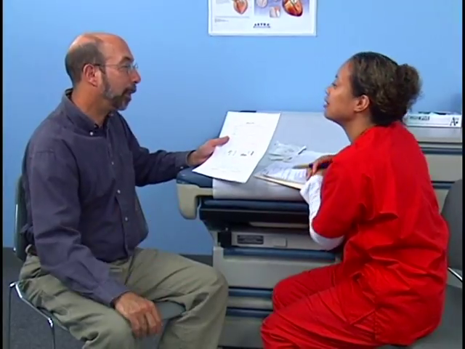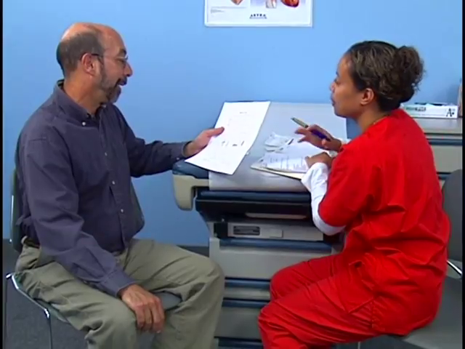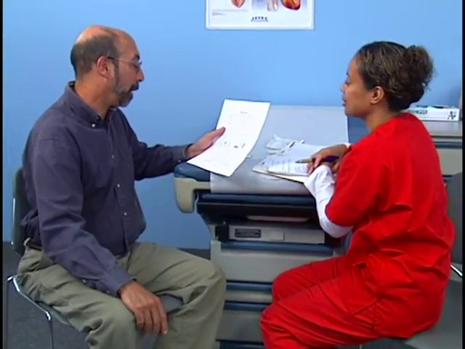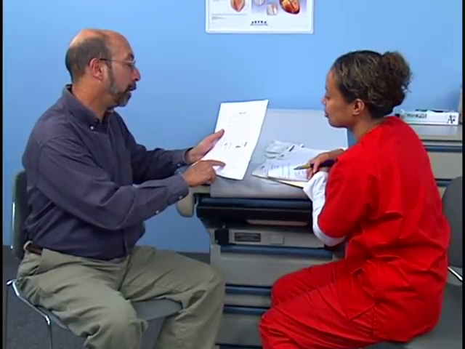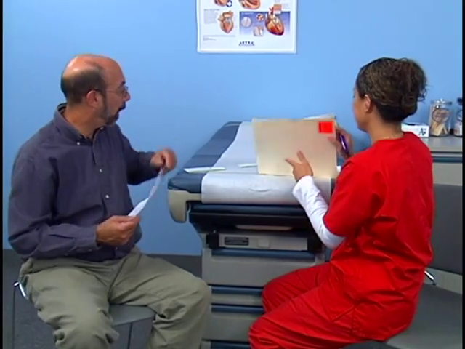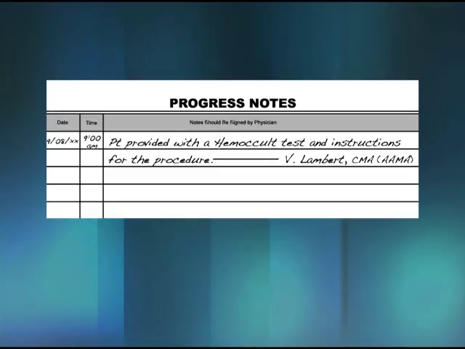Give the patient an opportunity to ask questions. Ensure that the patient understands the instructions for preparation and collection of the stool specimen and for storage of the slides. Improper preparation and poor collection techniques can lead to inaccurate test results. Chart the procedure. Include the date and time, and document that the Hemoccult test and instructions were given to the patient.